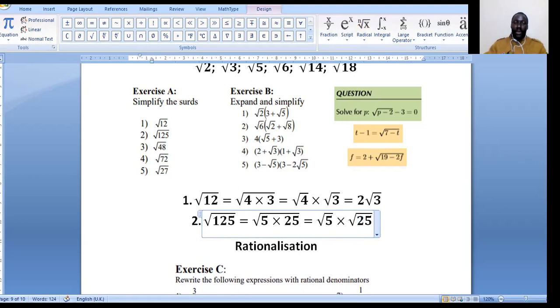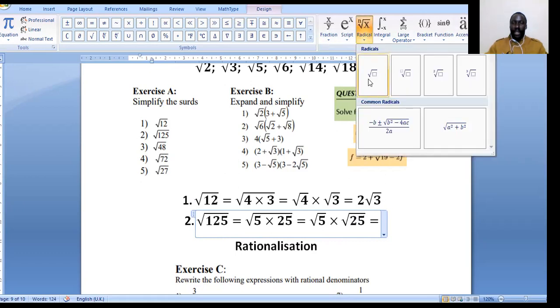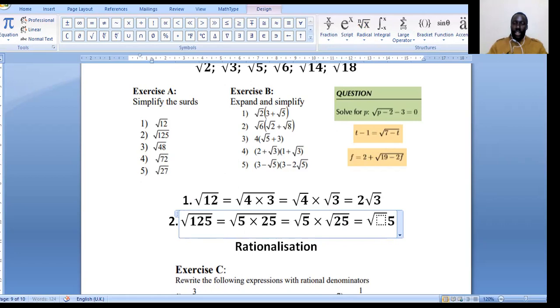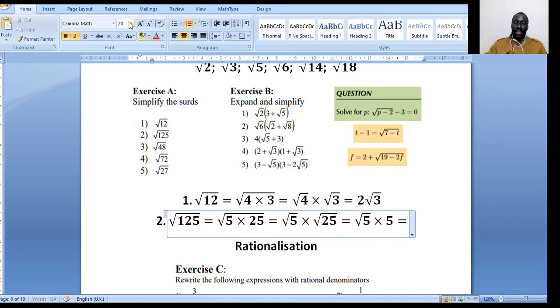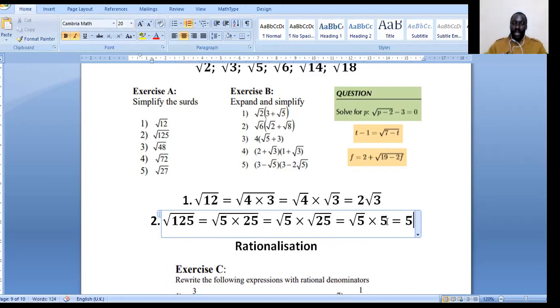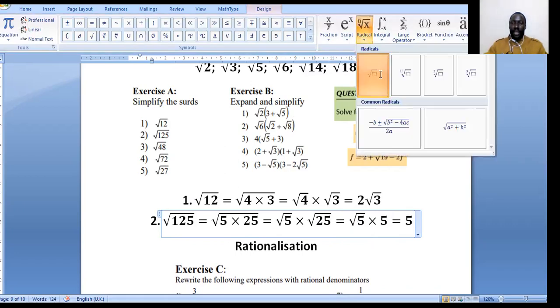Well, we can then go ahead to simplify this. Now notice that since 5 is not a perfect square, we keep it the way it is. So we write the square root of 5 the way it was initially. Then 25 is a perfect square of 5. In other words, the square root of 25 is 5. And so we can simplify this to 5 times the square root of 5. And that becomes our final answer.